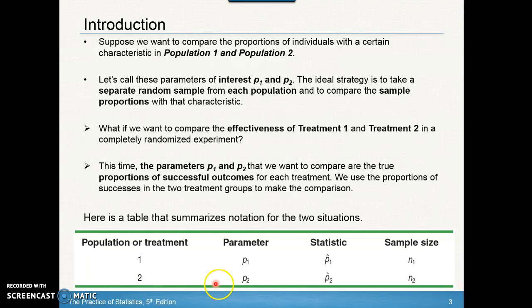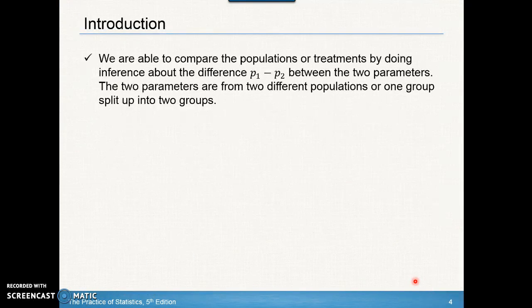The population or treatment 2 would have the parameter, or population proportion, P2 of the second population or treatment. Just note that there's a 2: P hat 2 is the statistic from the sample proportion, and your sample size is N2. So now we're denoting our treatments or our populations with a 1 and a 2 to show that there are two independent populations or two independent treatments. We're going to be able to compare them by doing inference about the difference between the two parameters, P1 minus P2.